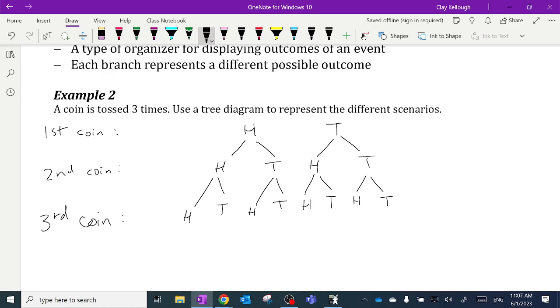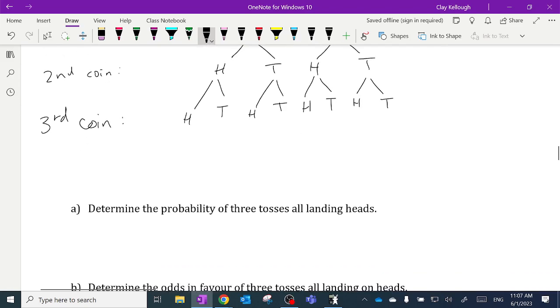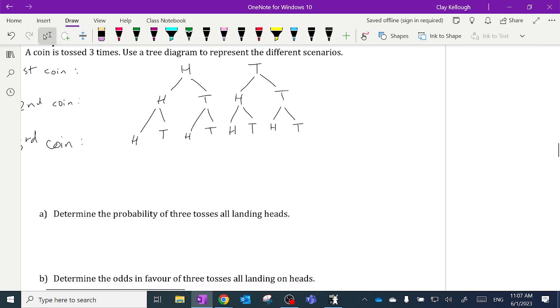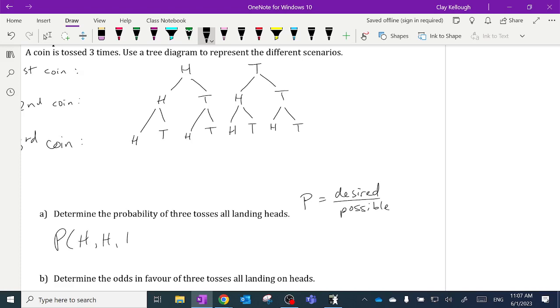Okay. Now, determine the probability of all 3 tosses landing heads. So what's the formula for probability again? Probability is desired over possible. You could say total too if you like. So the probability of heads, heads, heads is what? Well, there are 1, 2, 3, 4, 5, 6, 7, 8 possible things that can happen. One of them is heads, heads, heads. All the others are different. So my final answer is 1 out of 8.